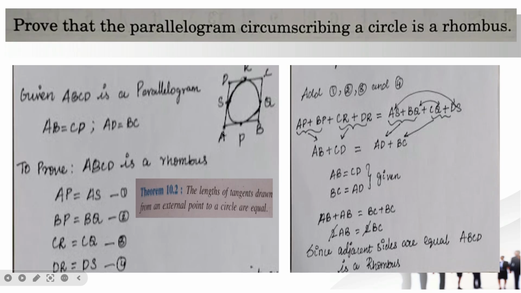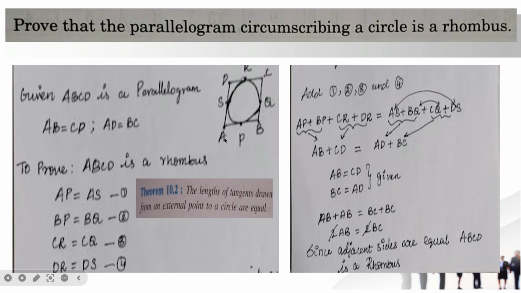So you just draw one parallelogram. I have drawn ABCD as a parallelogram, and inside that parallelogram, I have drawn a circle. You should use a scale, coin and all to draw this correctly. The points where the circle touches the parallelogram, I have kept as P, Q, R, S. They have given that ABCD is a parallelogram.